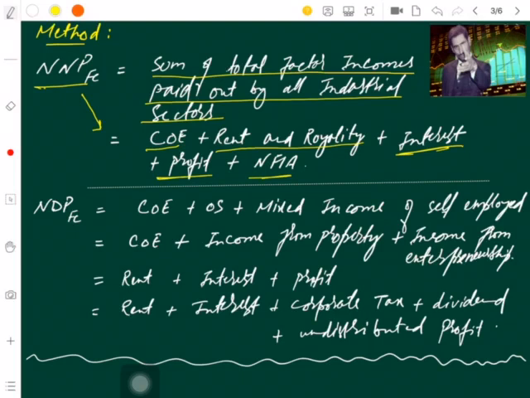So this is NNPFC, and this is NDPFC. Now you are smart enough to understand. We will take all these very things again: compensation of employees, operating surplus. Now look, if I am being asked in this very sense, I know operating surplus is basically income from property and income from entrepreneurship. That is rent, interest, corporate tax, dividend, and undistributed profit from the previous flowchart.